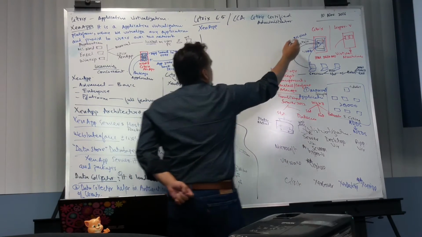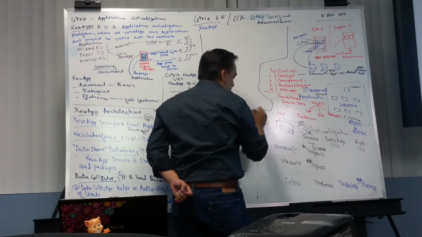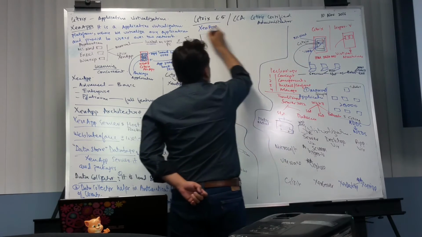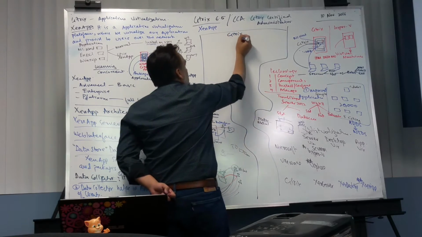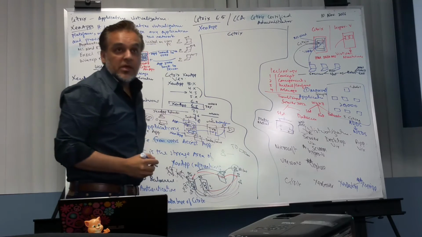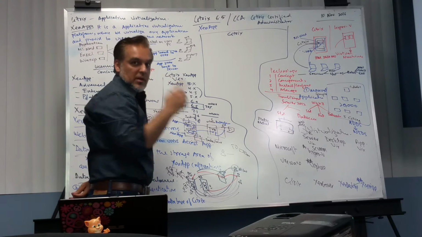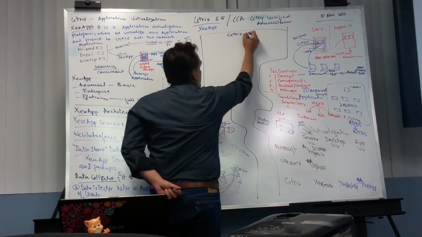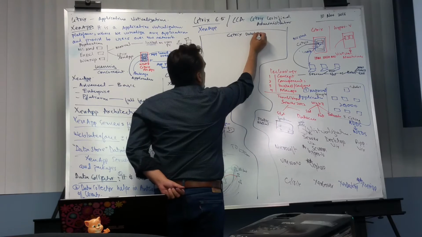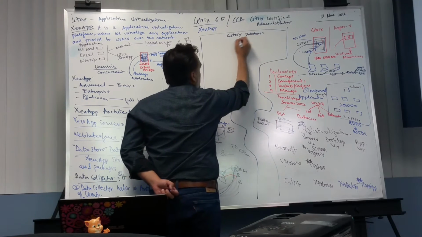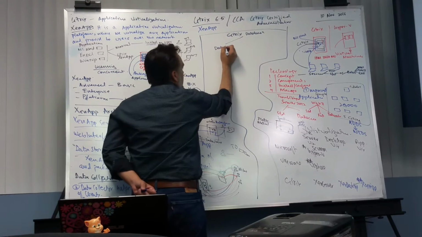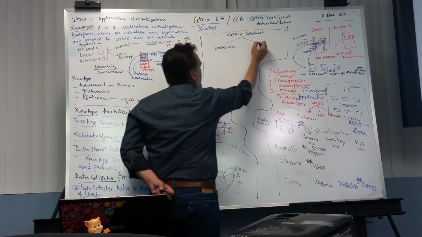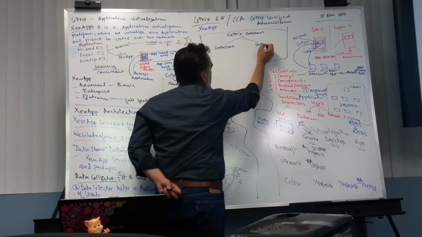Could you just explain the dynamic one? Sorry. Yes, I'm going to explain that one more time. So Citrix, when it comes to databases, has two types of databases. One is known as data store, and the other one is known as data collector.